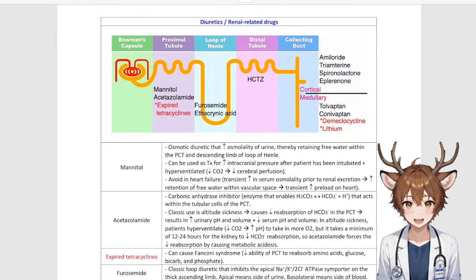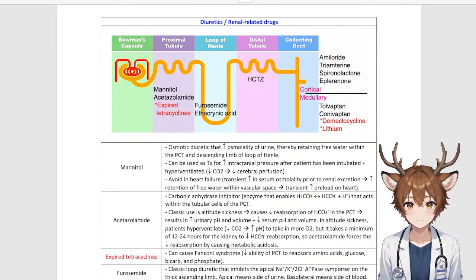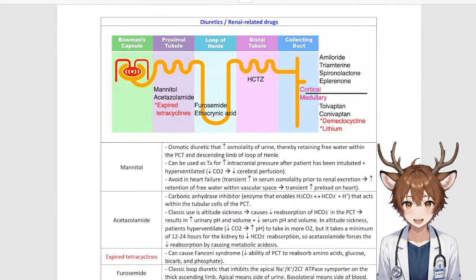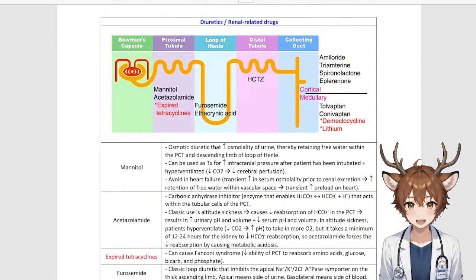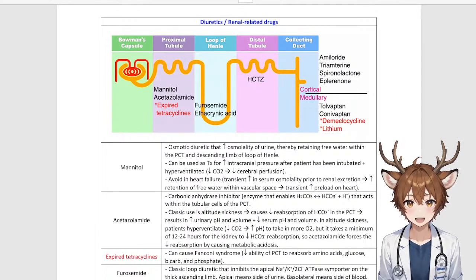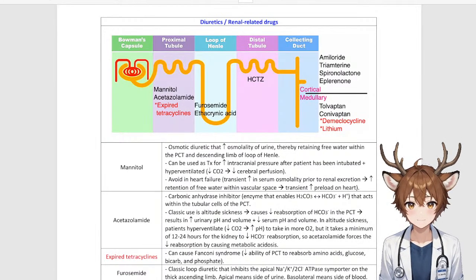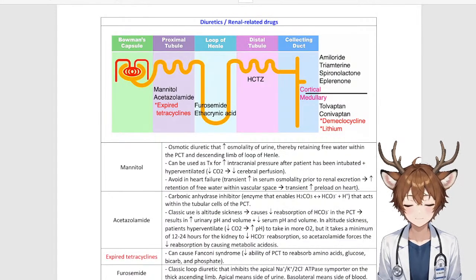Diuretics and renal-related drugs. So we have Bowman's capsule, the proximal tubule, where we have mannitol, acetazolamide, and expired tetracyclines. We have the loop diuretics, furosemide and ethacrynic acid. And they act on the thick ascending limb. Thick ascending limb, I think they act on, yes.